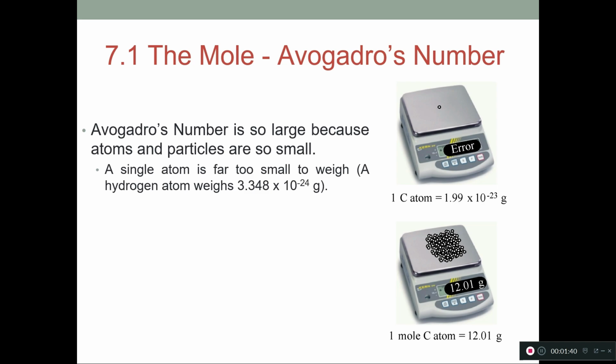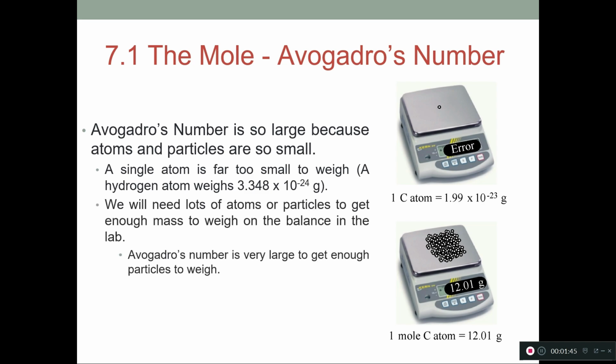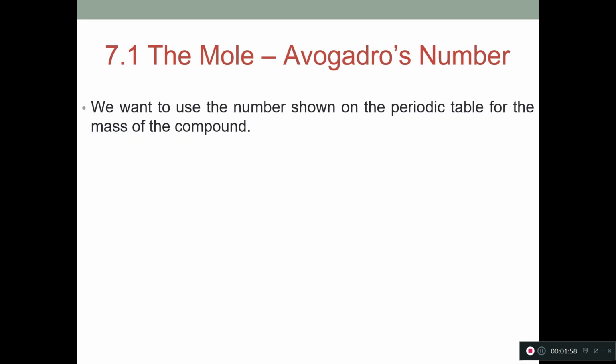So it weighs about 3.348 times 10 to the negative 24 grams. And so we need lots of atoms or particles to get enough mass if we want to weigh it in the lab. And so Avogadro's number is very large so that we can get enough particles to actually weigh. And so we want to use the number that's shown on the periodic table for the mass of the compound.